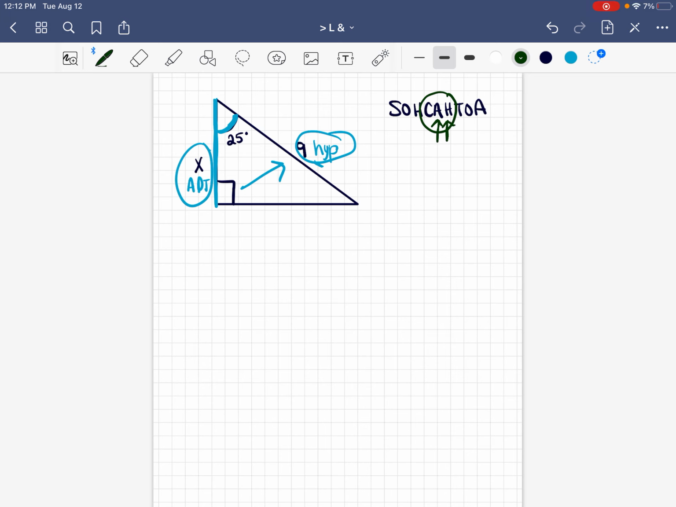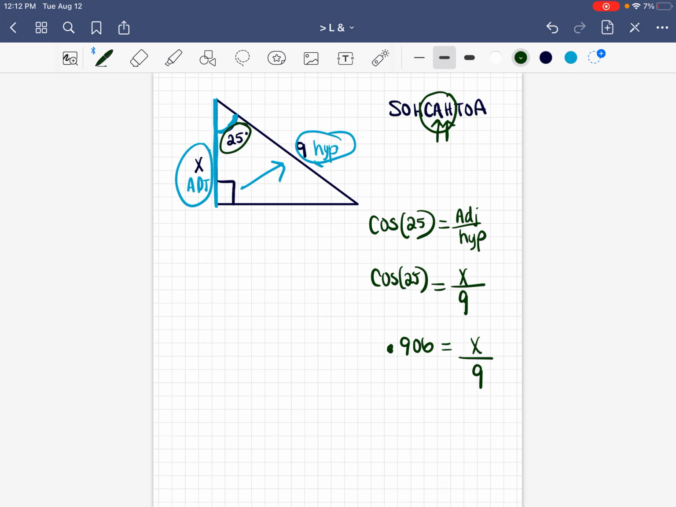So now we're going to go ahead and write our equation. The cosine of the angle, now we know what the angle measure is, 25, is equal to adjacent over hypotenuse. The adjacent is x, the hypotenuse is 9, is equal to cosine 25. So again, now we're going to go to our calculator and we're just going to hit cosine 25, close the parentheses, hit enter, and we're going to get 0.906 is equal to x over 9.